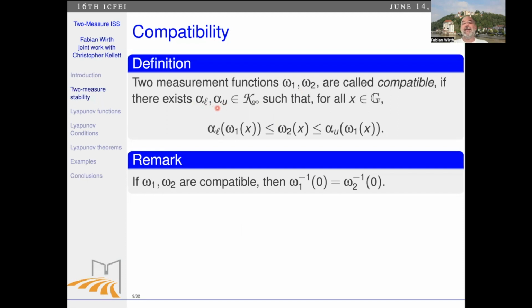Two measurement functions are called compatible if there are two rescalings, two k-infinity functions, alpha lower and alpha upper, so that if I rescale omega-1 with alpha lower, then I'm smaller than omega-2, and if I rescale omega-1 with alpha upper, then I will be bigger than omega-2. In particular, that means that the 0 level set, which is important for stability of the two functions, will be the same. In general, we haven't assumed anything so far about how the 0 level sets of these two functions are located. So that's compatibility, a generalization of equivalence of norms, if you want.